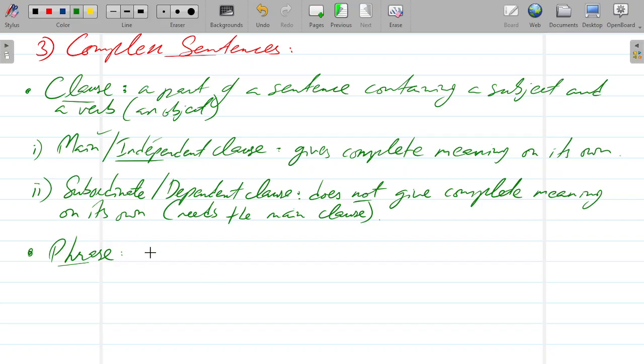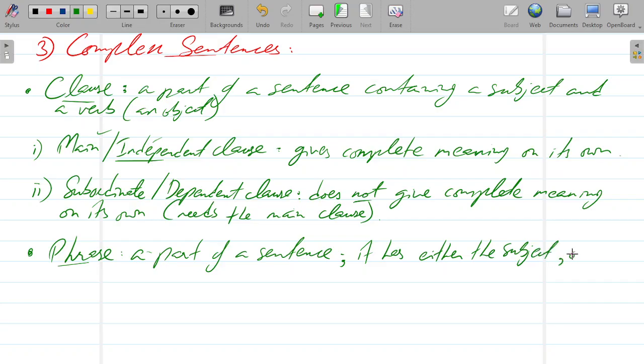So a phrase is a part of a sentence, and it has either the subject or object, or neither, right? And it does not give complete meaning.